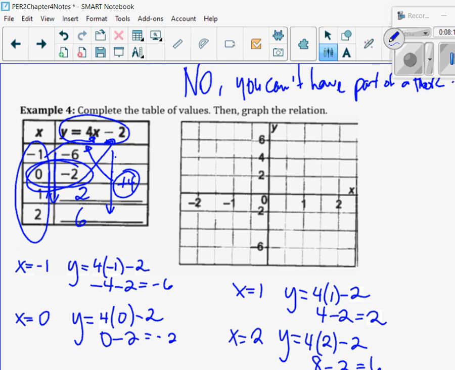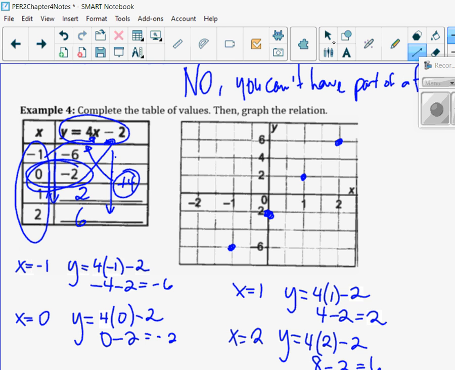So now we're going to plot this. So watch the scale of this coordinate grid, though. Look at the x-axis, you have kind of 2 squares for each one. So -1, -6, right there. 0, -2, right there. 1, 2, and then 2, 6. So you can see it forms a line. Now, can we connect the dots? Yes. Why? Because you can have partial x's. You can have x is 2.1, right? You can have all that.